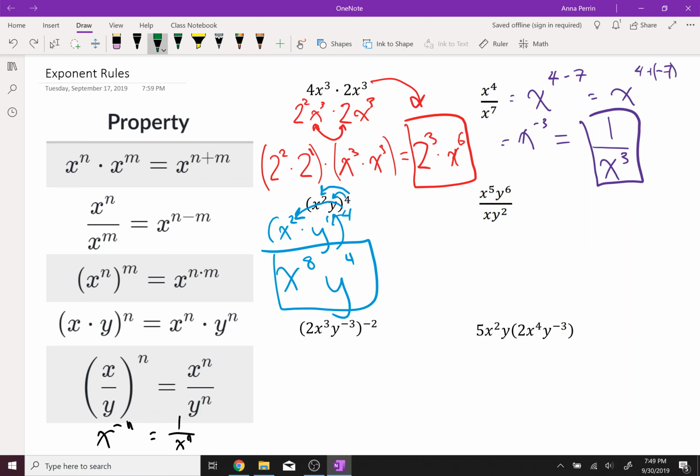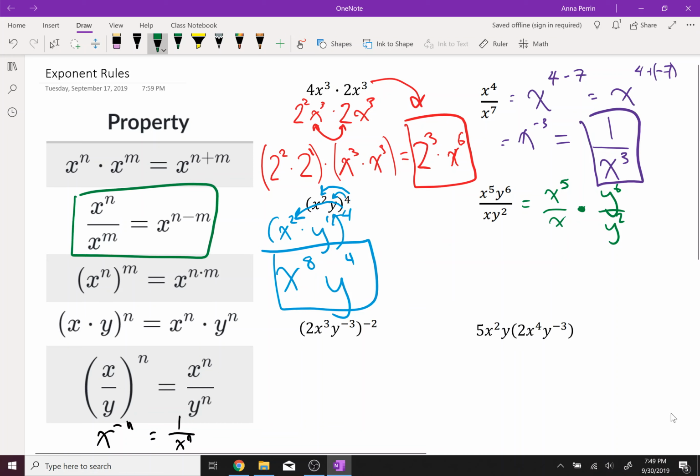However, I do have this division, and I do have like bases. So what I'm going to do is rewrite the problem, breaking it up into pieces as x to the 5th over x times y to the 6th over y squared. I'm going to change that to a dot multiplication so that it doesn't look like another x. Now that I've broken it up, it's following the model of the quotient rule, which means that I can use that. I'm going to subtract my exponents and keep my base.